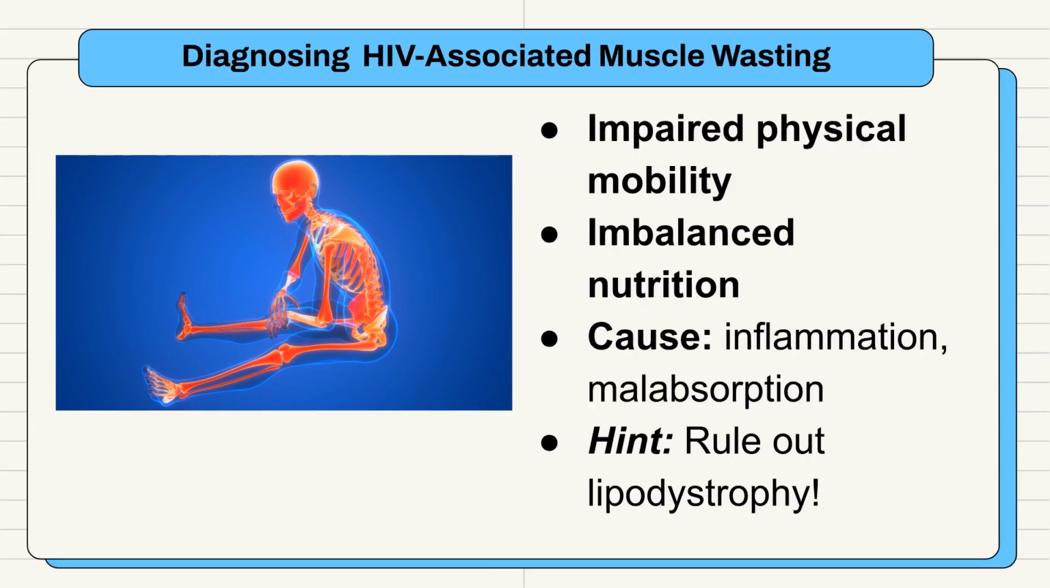Based on your assessment, a key nursing diagnosis is impaired physical mobility related to muscle weakness from HIV-associated cachexia. Another is imbalanced nutrition, less than body requirements due to malabsorption or increased metabolic demands. Why does this happen? HIV triggers inflammation, ramping up calorie use and breaking down muscle protein. Risk factors include advanced HIV, poor nutrition, or opportunistic infections. For NCLEX, remember, muscle wasting isn't about fat redistribution. That's lipodystrophy, which causes fat gain on the neck or trunk, not muscle loss.